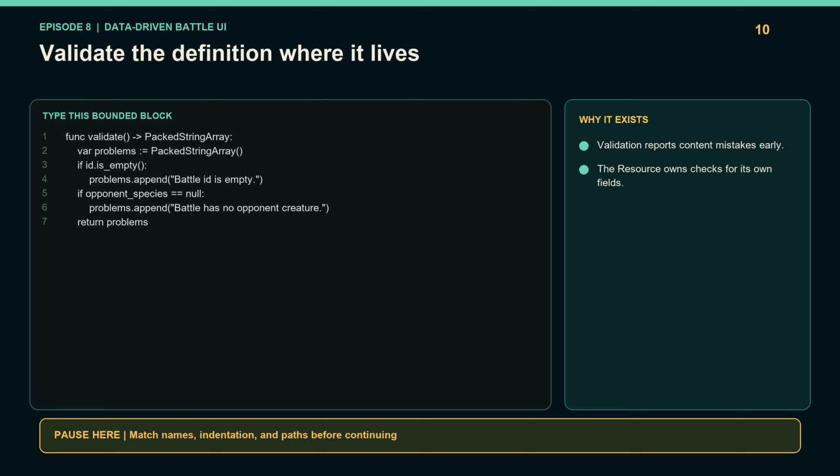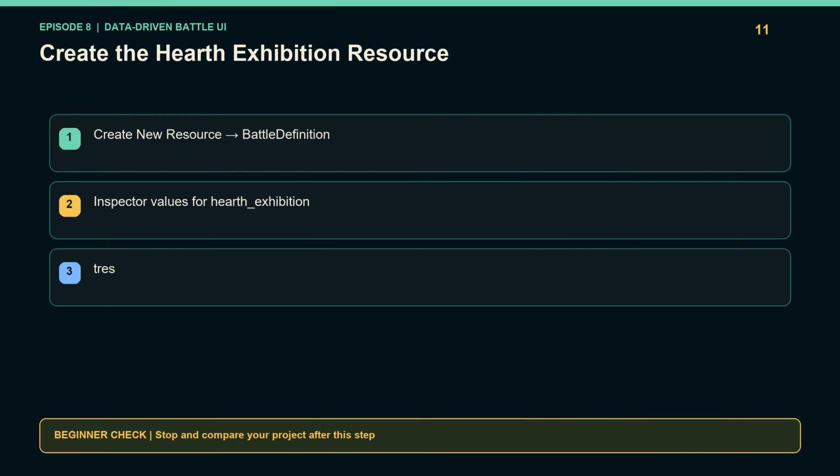Keeping validation beside the data definition prevents a giant validator full of unrelated special cases. Create a new folder named Battles inside Data. Right-click it. Create a BattleDefinition resource and save it as hearth_exhibition.tres. Set it to Hearth Exhibition. Set opponent name to Rook.